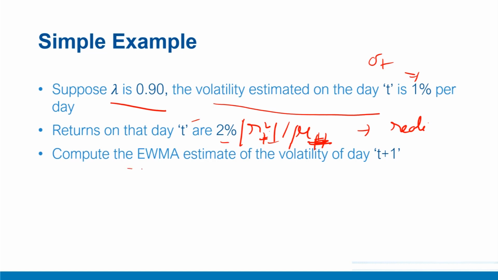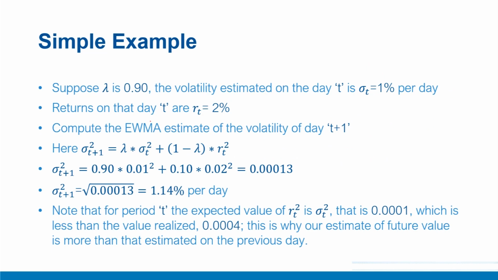Now we want to compute the EWMA, exponentially weighted moving average, estimate of the volatility on t plus 1. Let's see how this works. As per the information given to us, lambda is 0.9, sigma t is 1% for the daily period, and the return on day t is 2%. So from this we can proxy mu t as 2%.